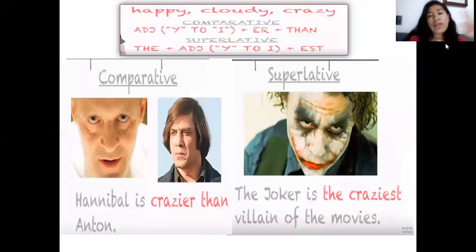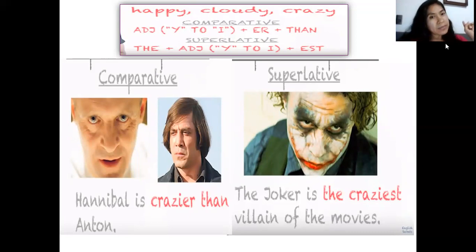Now, we have a third rule. In this case, we're talking about some adjectives that end in Y. When the adjective ends in Y, the Y changes to I. And in this case, the formula is Y to I plus ER plus than. And if it is superlative, we put the adjective, change Y to I plus IST.